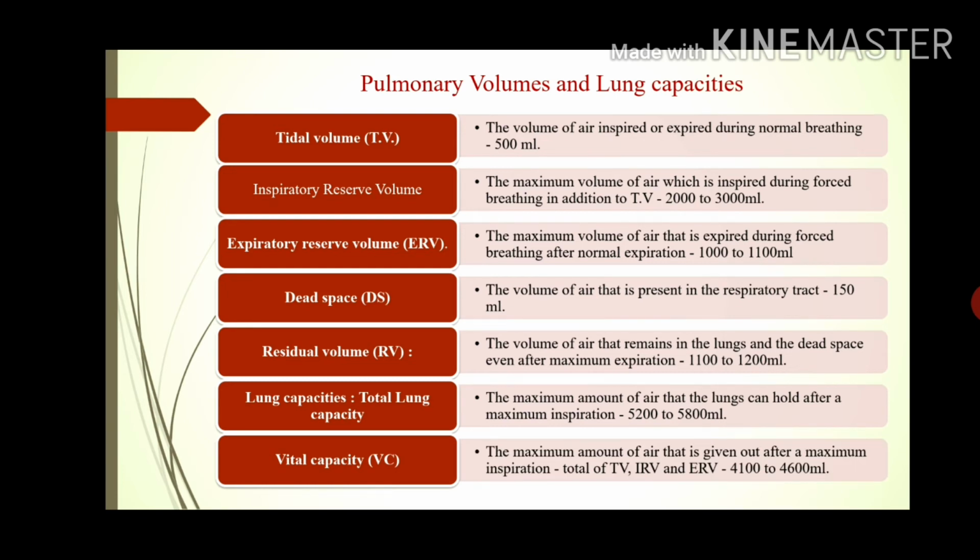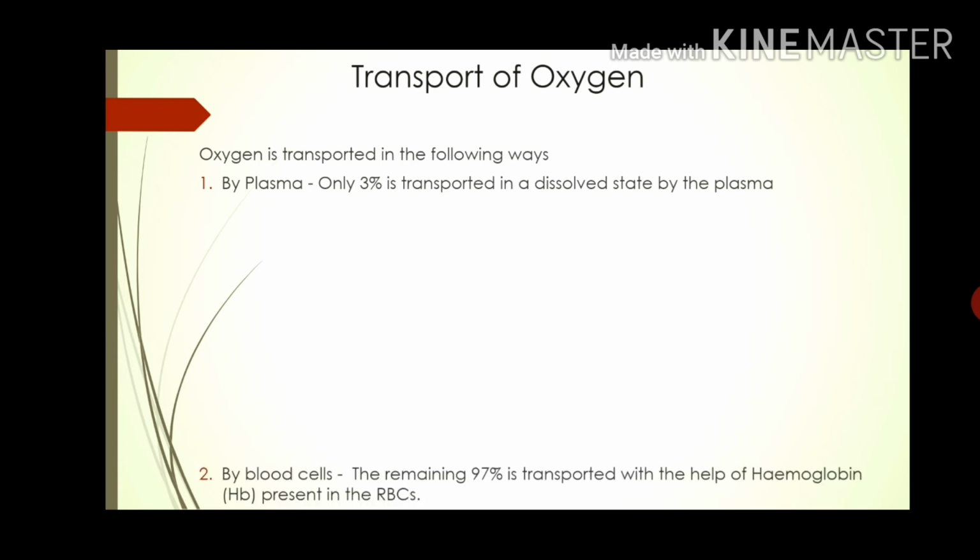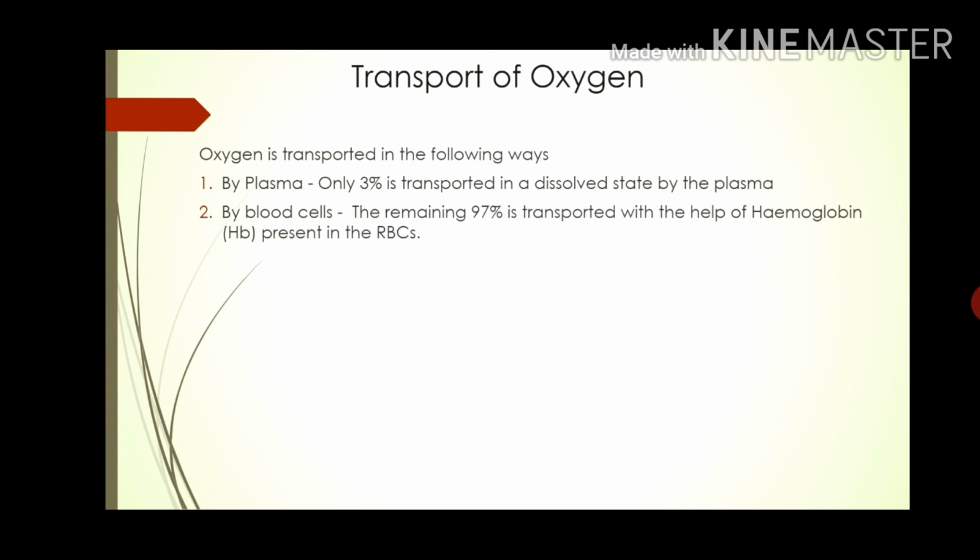Now we are going to see further the C part of your respiration, that is internal respiration. In internal respiration we are going to study first the transport of oxygen. Oxygen can be transported by the plasma or the RBCs. The first one is plasma. Only 3% of your oxygen is transported in a dissolved state by plasma, while your blood cells help in transporting the remaining 97% of the oxygen with the help of hemoglobin, which is present in your RBC.